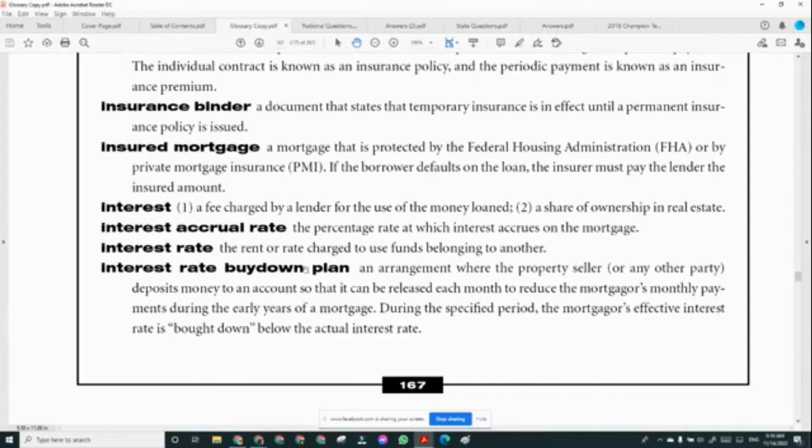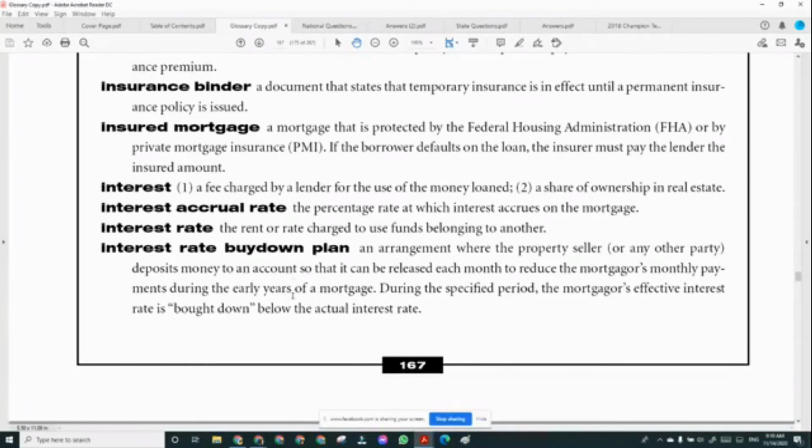Interest accrual rate, the percentage rate at which interest accrues on the mortgage. So interest rate accrues on the mortgage, and then we pay for it every month, right? And so that's accruing daily. So that's why we have also the annual percentage rate, APR, and that is typically higher than the standard interest rate of a loan because the annual percentage rate includes the cost of financing into it, and it's amortized for the 30 years.